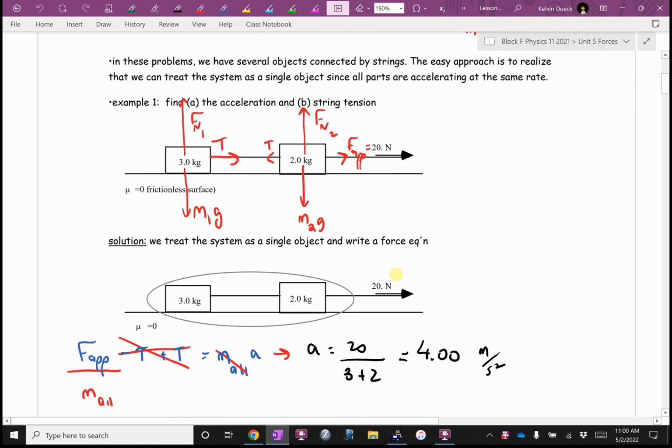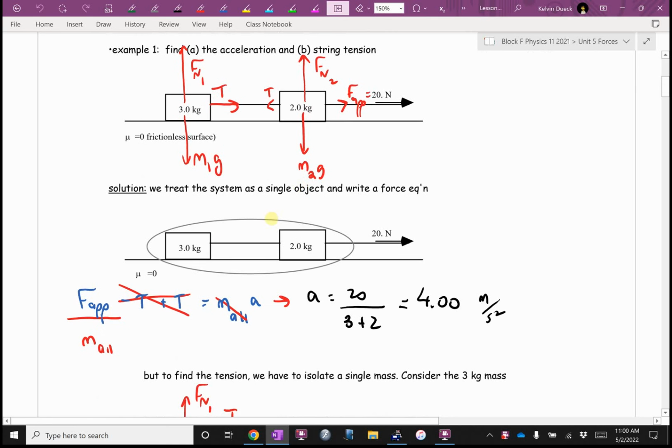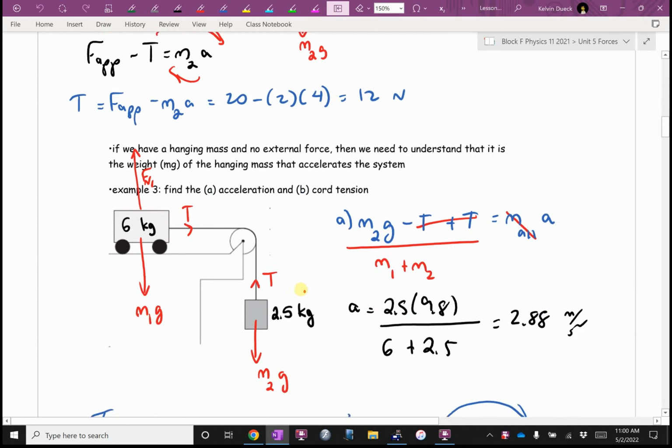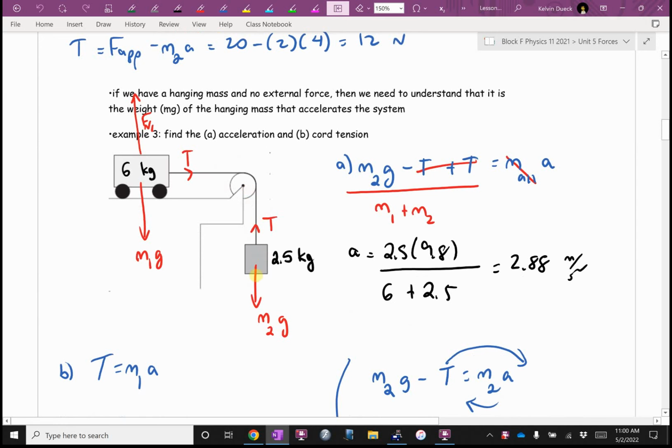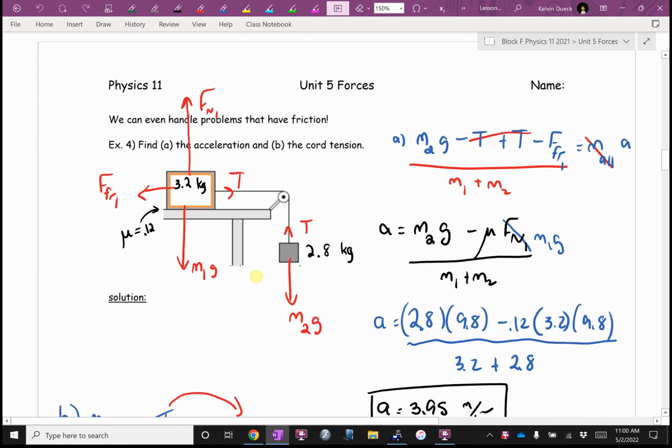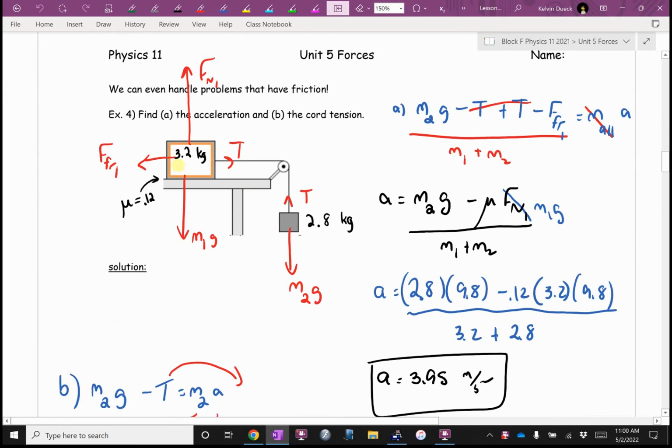Just to jog our memory, we said if you give me more than one mass, the only tweak is I could still go winner minus loser equals M all A. And then often, just for giggles, we would ask you to find the tension in the string. We looked at examples where we had one mass hanging over a cliff. We said those were a little easier. This one was a bit more interesting because it had friction.